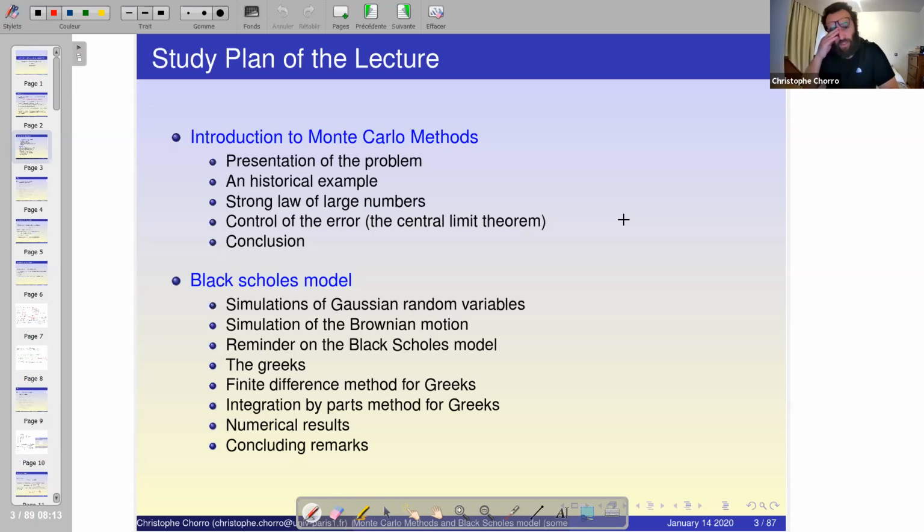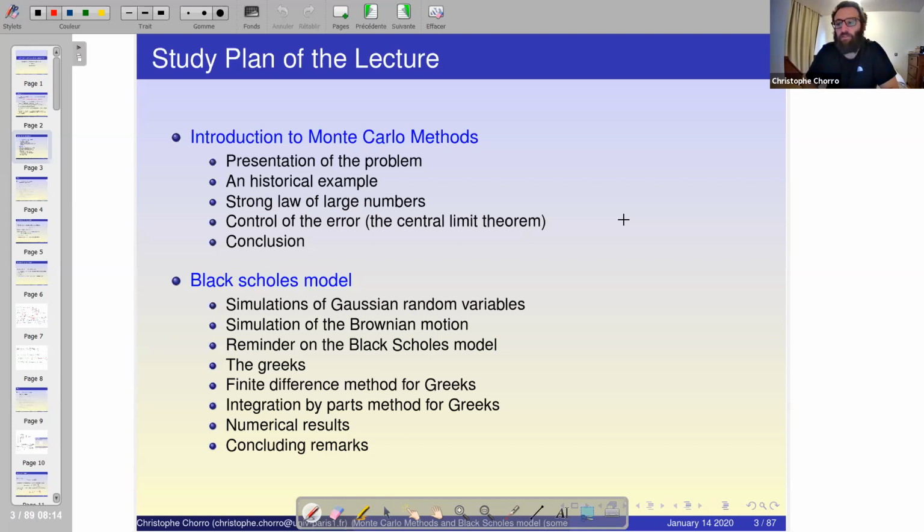And what I want to do today, in the very basic framework of the Black-Scholes model, is to show you how we can use this methodology to compute quantities of interest in finance, which will mainly be the price, and quantities relative to the hedging of European contingent claims. So we are going to be in the framework of the Black-Scholes model.